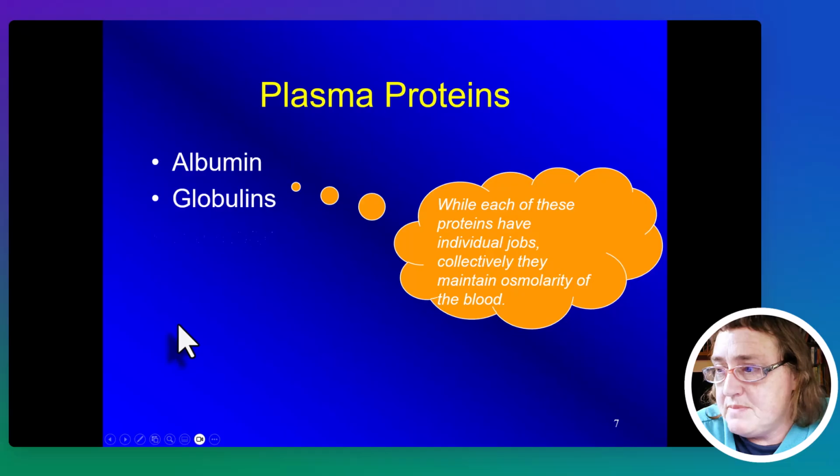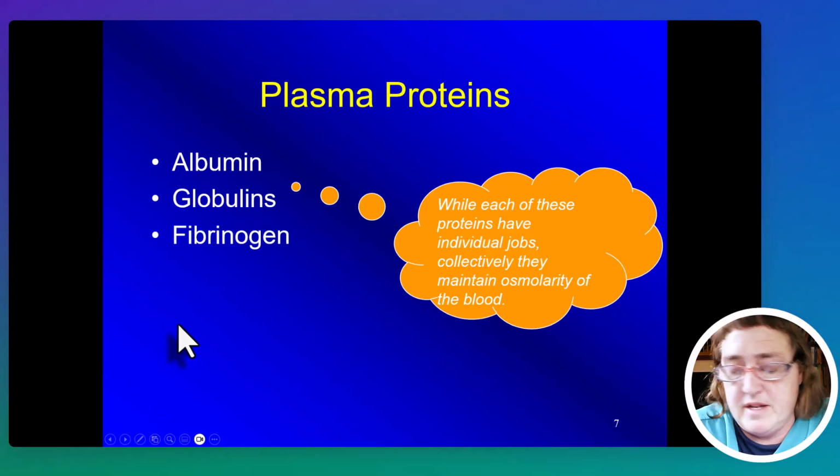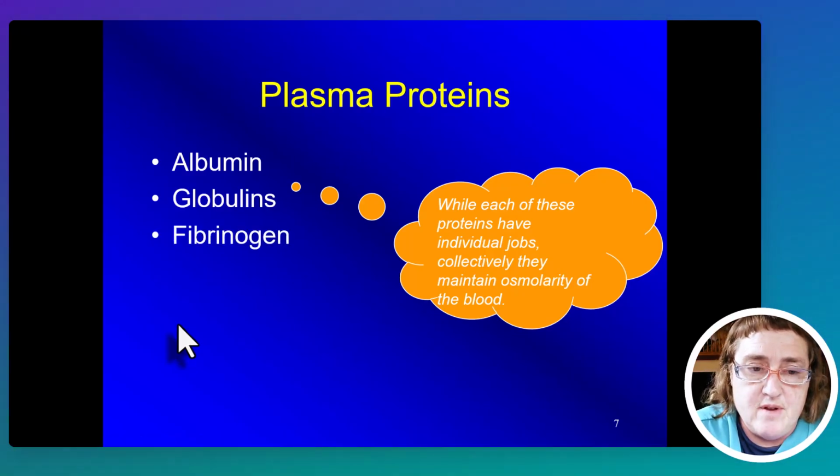All right, the plasma proteins, albumin, globulin, and fibrinogen, again, their main job is to maintain osmolarity in the blood. They should never be outside of the blood. They're too big and are not supposed to be pushed out of the capillaries. So if you have high blood pressure and you find them in the lymph fluid, something's wrong. They also have individual jobs.